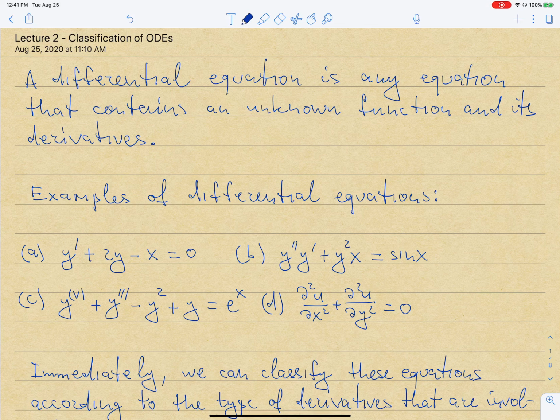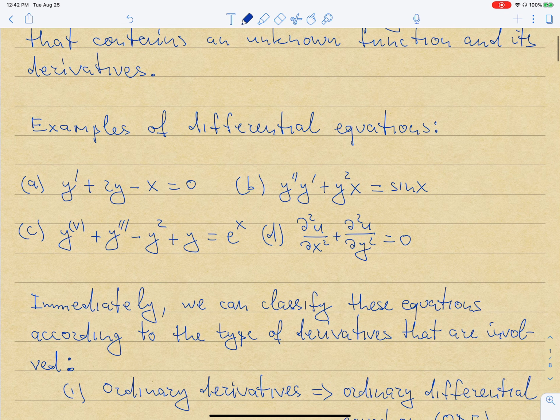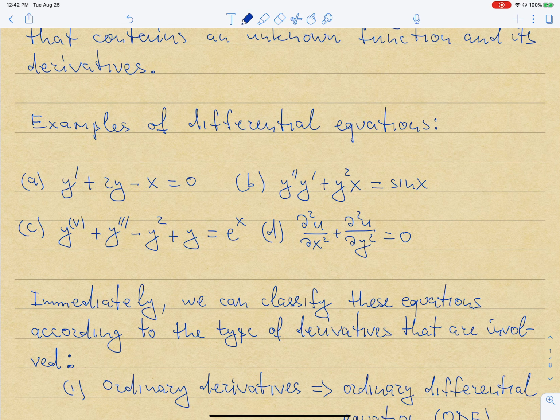In this lecture, we will mainly discuss classification of ODEs, which will be essential later on when we're trying to develop solution strategies for various ODEs. Now, just to summarize what we were discussing in the previous lecture, by a differential equation, we will understand any equation that contains an unknown function along with its derivatives. And here I listed some examples of differential equations.